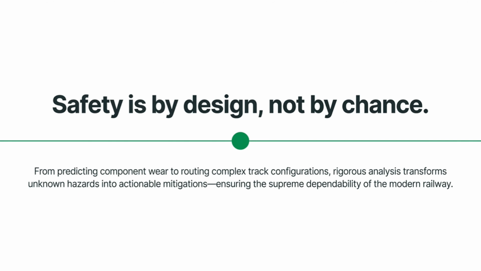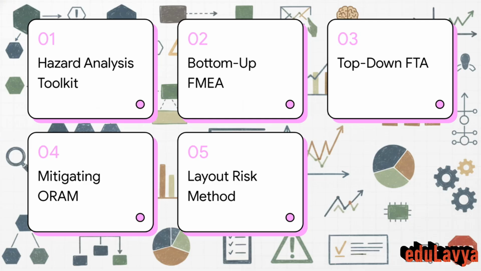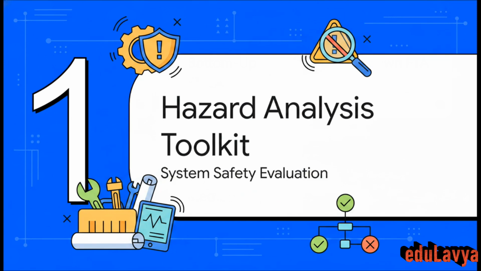So let's dive right in and look at the architectural framework that keeps these systems running safely. We've got a really great lineup for today. We'll be covering the Hazard Analysis Toolkit, bottom-up FMEA, top-down FTA, mitigating overruns with ORAM, and finally, the layout risk method. All right, let's kick things off with Section 1, the Hazard Analysis Toolkit.